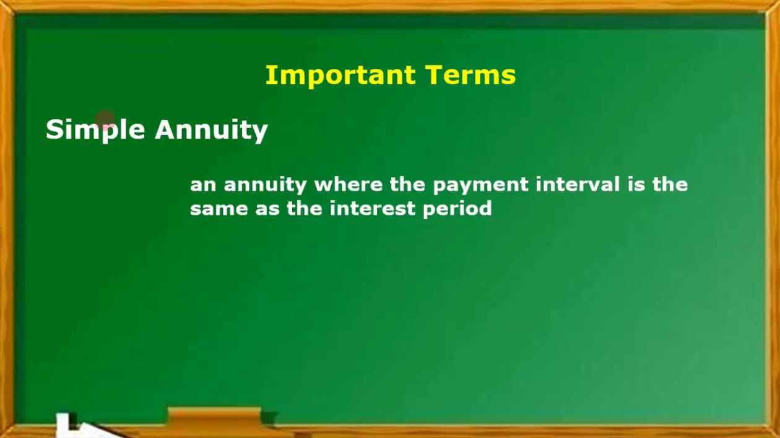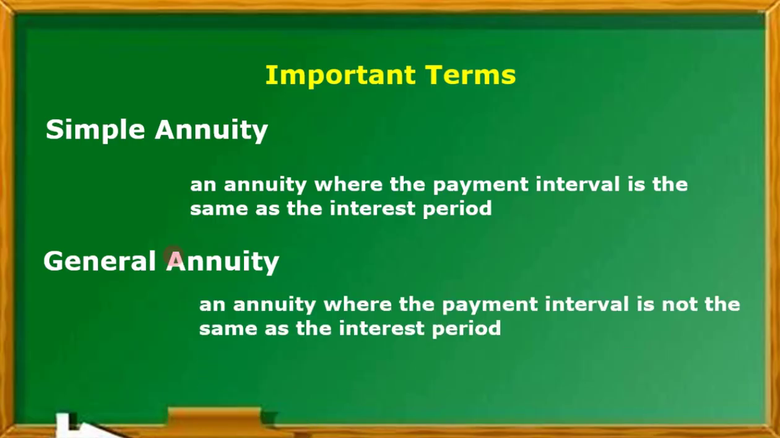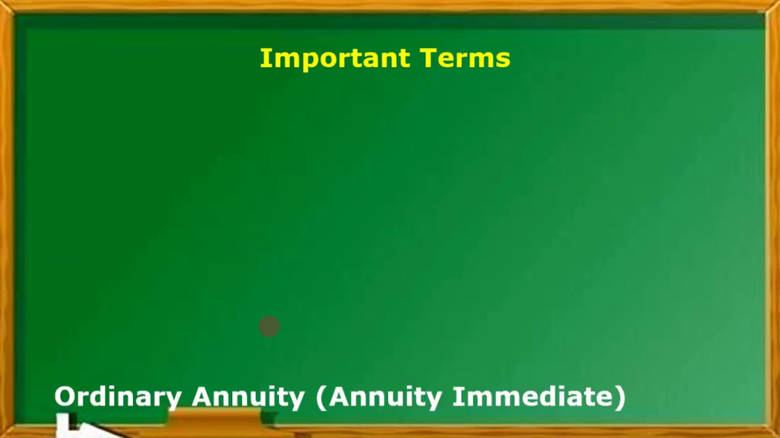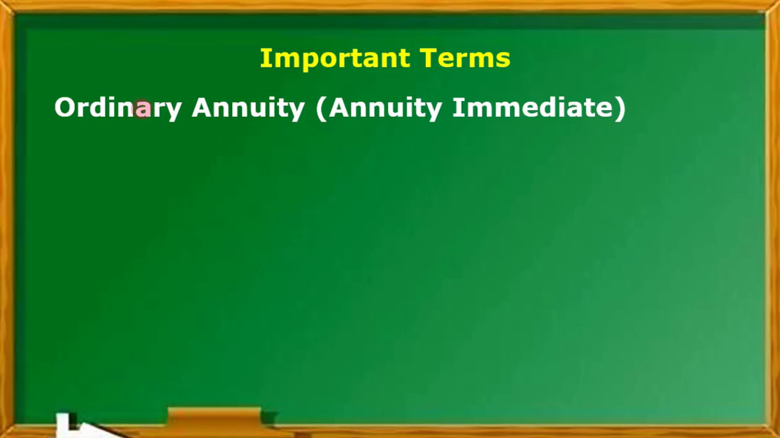Simple annuity is an annuity where the payment interval is the same as the interest period. For example, if the interest rate is 4% per annum, or per year, and you have to pay in installments by year, that belongs to simple annuity. Then we have the general annuity, an annuity where the payment interval is not the same as the interest period. Then we also have ordinary annuity, or sometimes called annuity immediate.